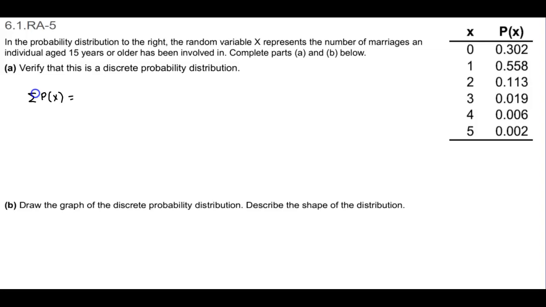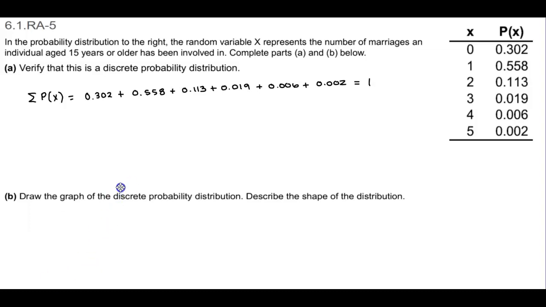Finding the sum, we're going to take 0.302 plus 0.558 plus 0.113 plus 0.019 plus 0.006 plus 0.002, and when we add them all up, that gives us 1. So the sum of the probabilities is 1, and this verifies that this is a discrete probability distribution.